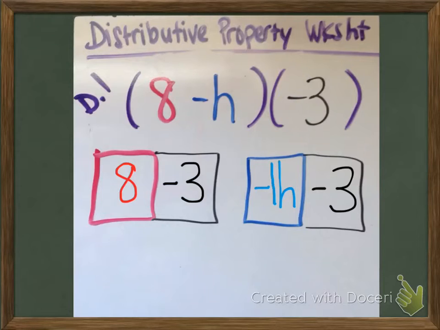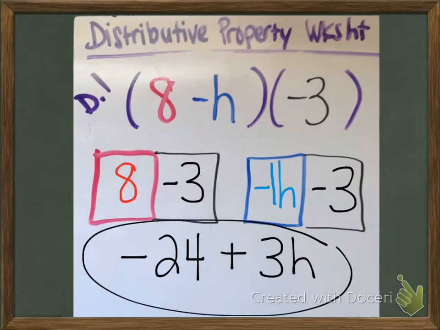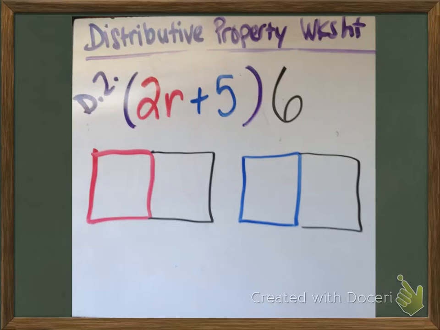Now solve this. A positive 8 times a negative 3 is a negative 24. A negative 1h times a negative 3 is a positive 3h. Your answer is negative 24 plus 3h.